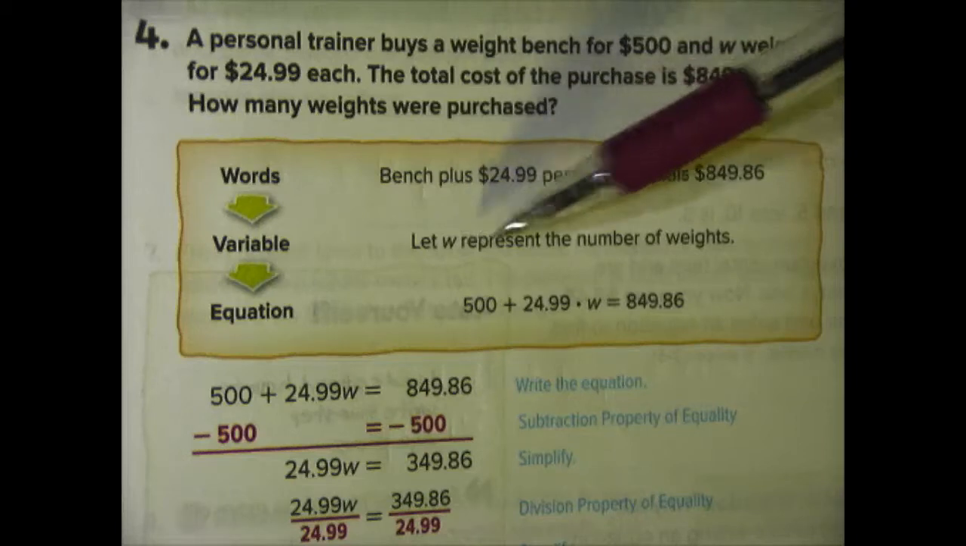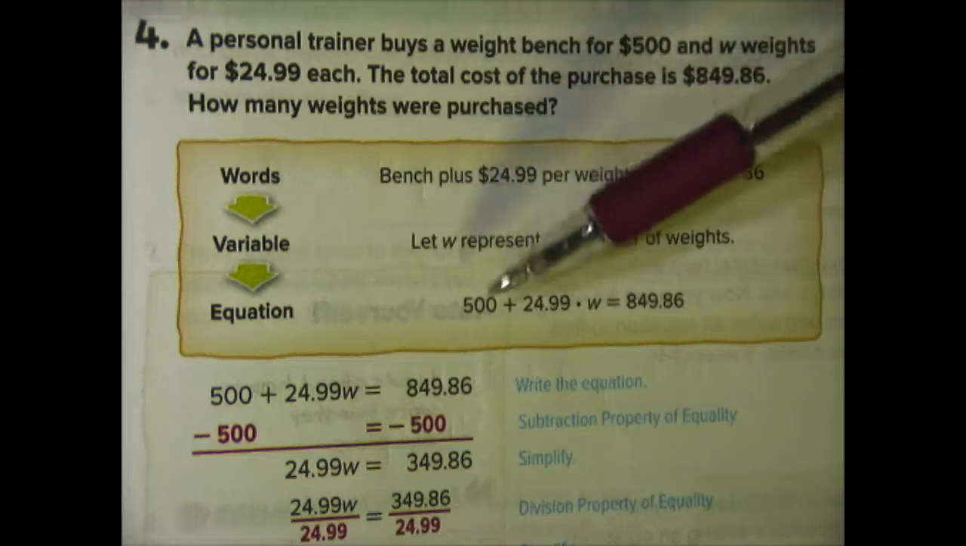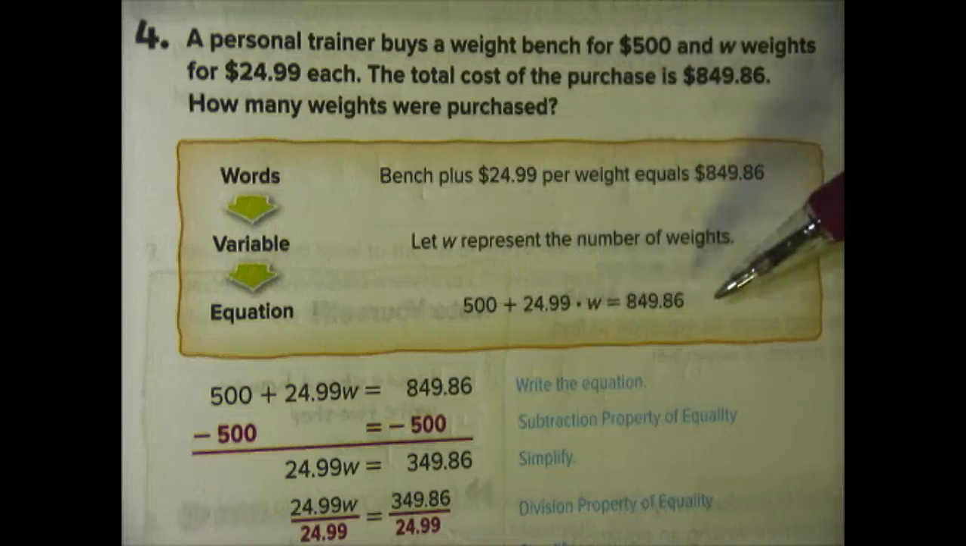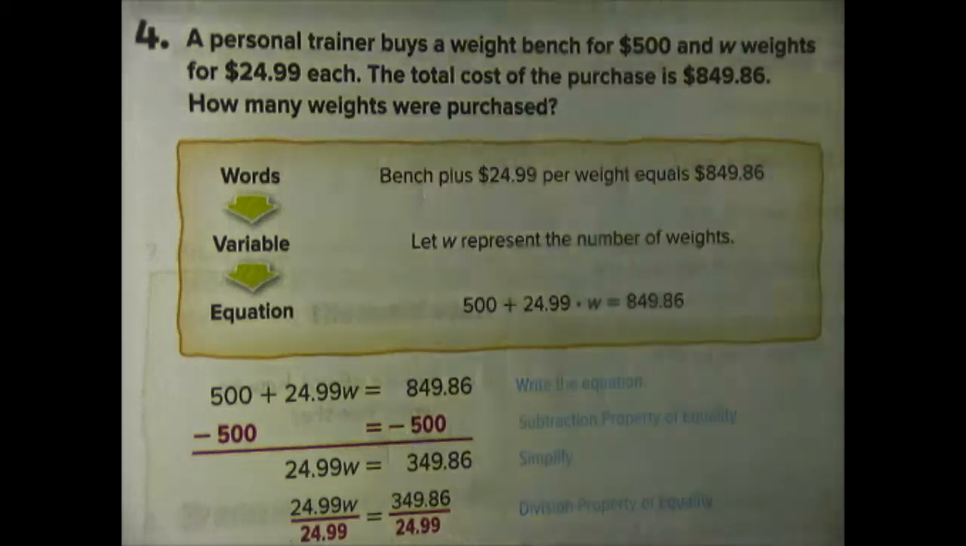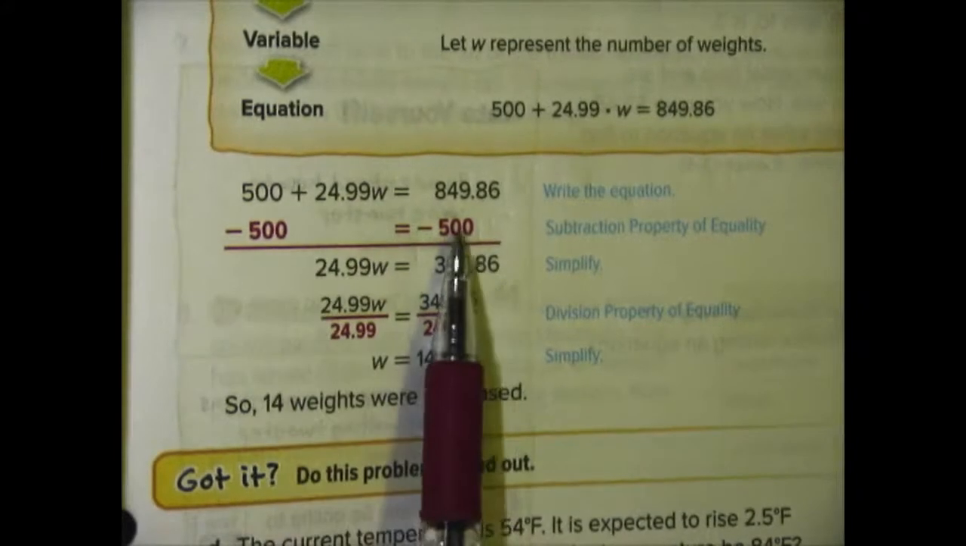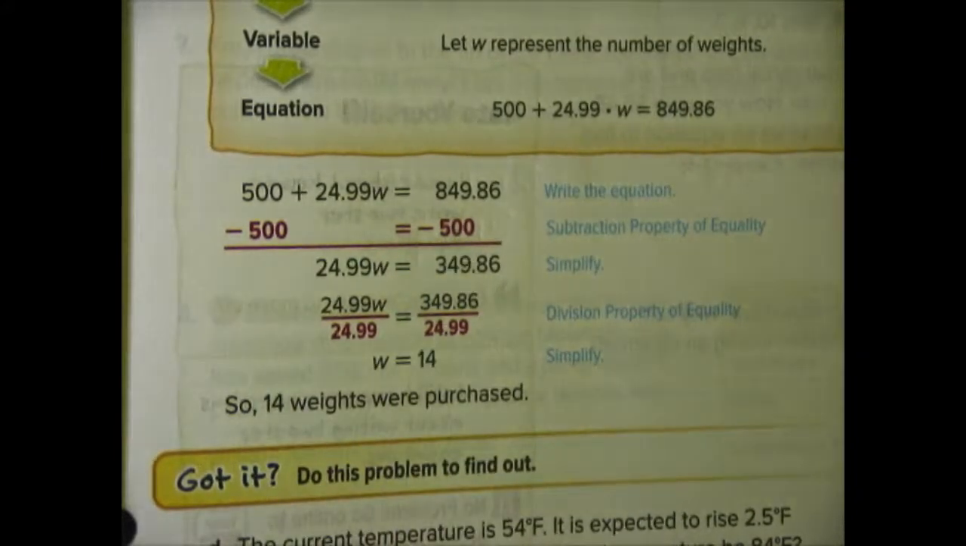We're letting W represent the number of weights. So 500 for the bench plus $24.99 times W equals $849.86. Let's go ahead and solve it. We've got the equation. We're going to subtract 500 from both sides using the subtraction property of equality. That leaves us with $24.99 W equals $349.86. When we divide both sides by $24.99 using the division property of equality, we get W equals 14. So 14 weights were purchased.